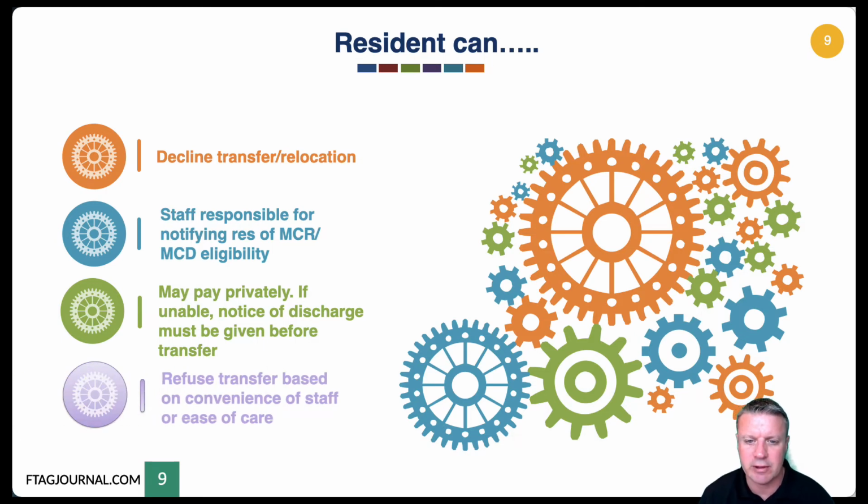And of course, the resident can refuse a transfer based on just convenience of staff or ease of care. The example, kind of a vague example given in the interpretive guidelines, is if a resident all of a sudden has an increase in care needs, or they've developed some sort of condition, and it's easier for the staff to move that resident to another part of the facility that has residents with similar types of needs, and the resident doesn't want to do that. They like their room, they've got it all set up the way they like, then the resident can refuse that transfer and the facility cannot force them.